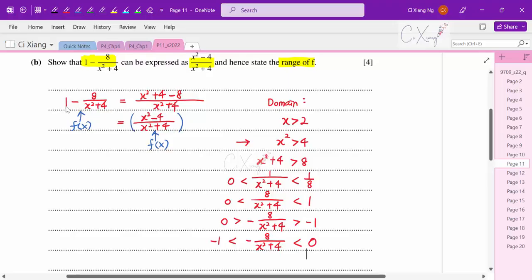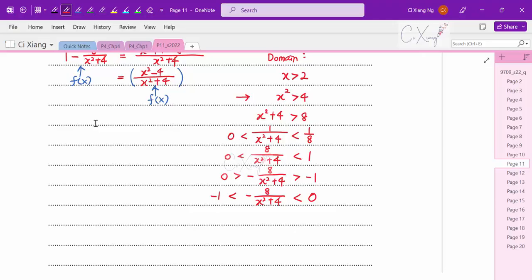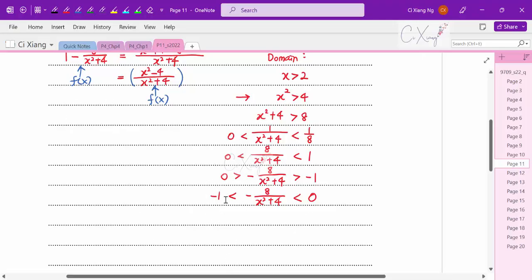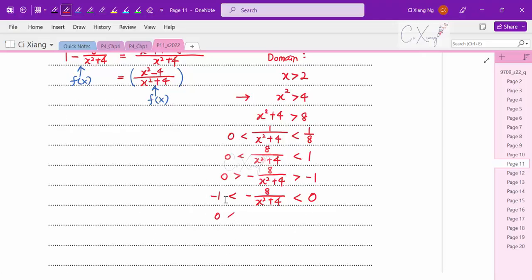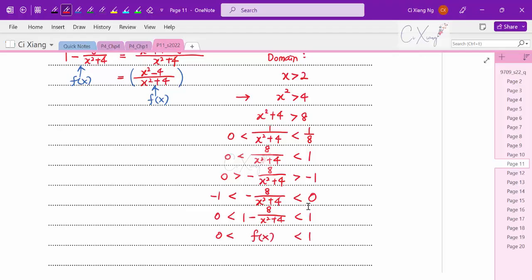Okay, so for the last step, you need to plus 1 in front of your whole fraction here. So negative 1 plus 1, you get a 0. Then when you plus 1, you are having this expression. Then 0 plus 1, you will have a 1. So I think it is quite obvious that now you are having this as a function f(x), and it is bounded between 0 and 1.